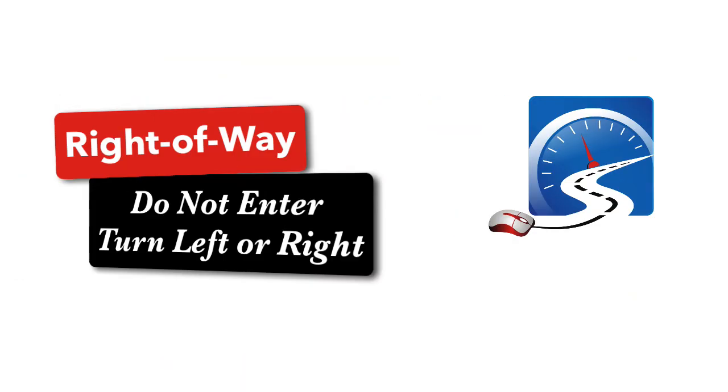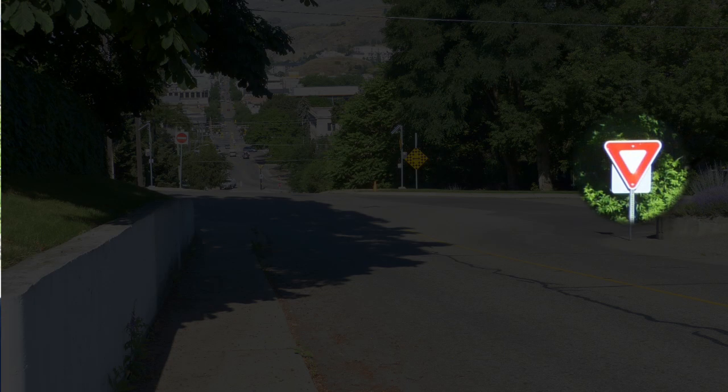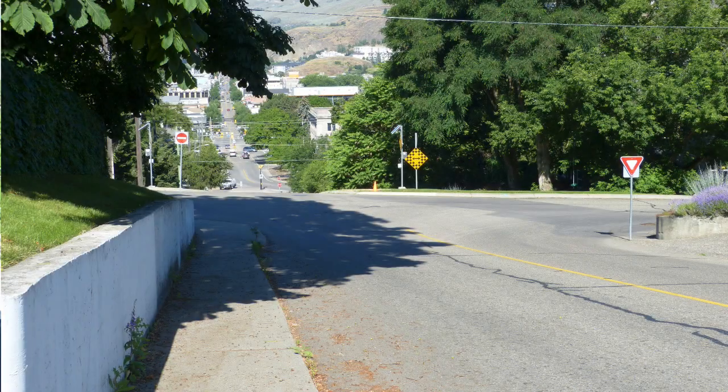This sign here behind me indicates that you either have to turn right or left at the intersection. There's also a yield sign at this intersection, so you have to yield to all other road users in the intersection: vehicles, pedestrians, bicycles, and people on scooters. Before you can proceed through the intersection, you have to give the right of way to all other road users. You may have to stop, you may not.